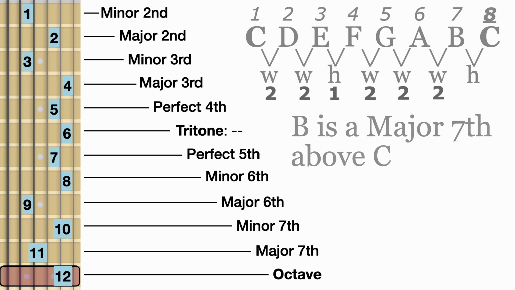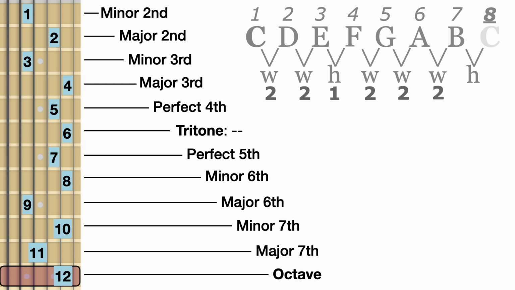And now just to finish it off, when we come into our perfect 8th, we go from B to C. That's a semitone, 1 fret. And so we add all those up and we have our octave. Okay? And that's pretty much about it.